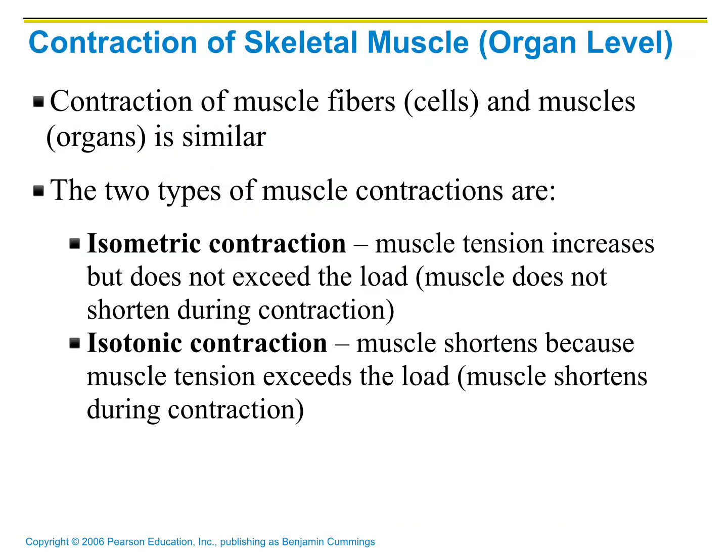So, isometric contraction versus isotonic. In isometric contraction, the muscle tension increases but doesn't exceed the load, so the muscle does not shorten during this type of contraction. In isotonic contraction, the muscle does shorten because the tension exceeds the load, so you're getting that shortening during contraction. Those are the differences. An example of an isometric contraction would be holding a push-up or a plank position. An example of isotonic would be doing a biceps curl or a triceps extension or something like that, moving the muscle through the range where it's actually shortening. That's the isotonic.